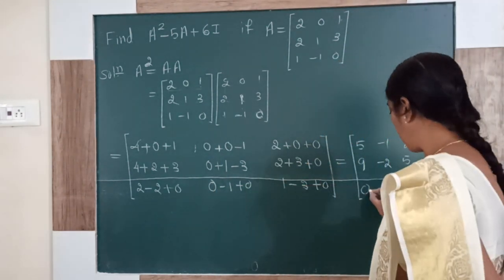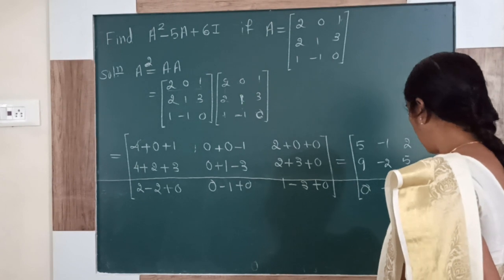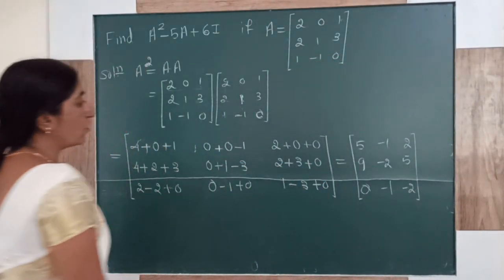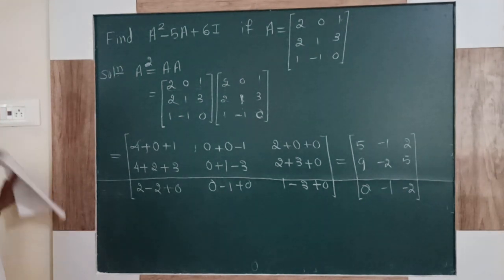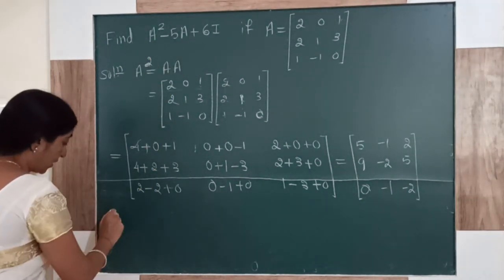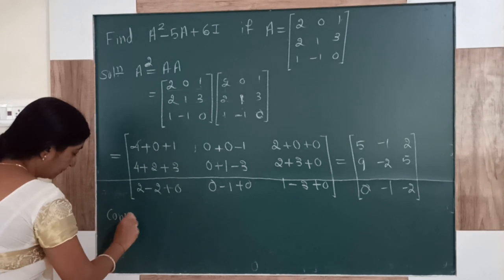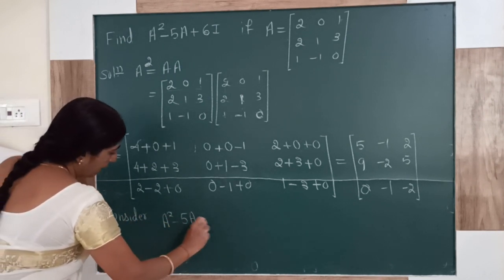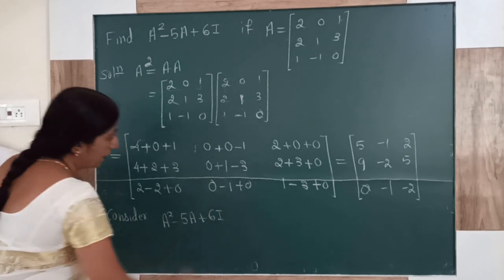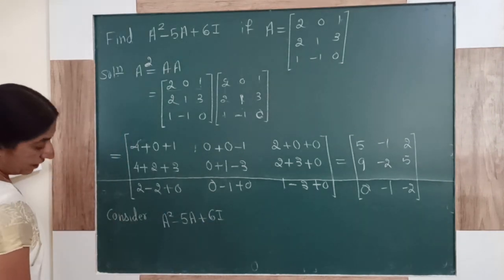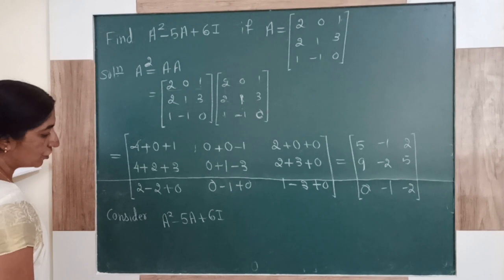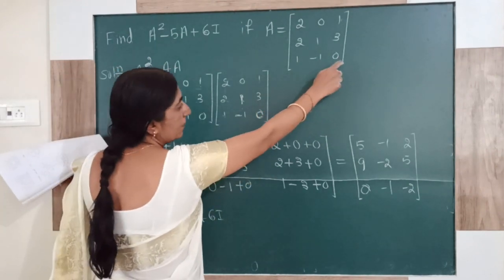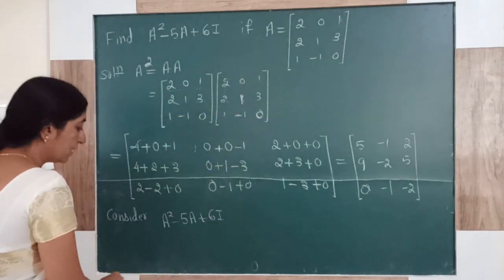And next one is what? Minus 1. The next one is minus 2. See, first we have to find A square. After finding A square, write down this value. Consider A square minus 5A plus 6I. I is the identity matrix. Already you are familiar with the definition. I is the identity matrix of order 3. Why 3? Because the given problem is of order 3.